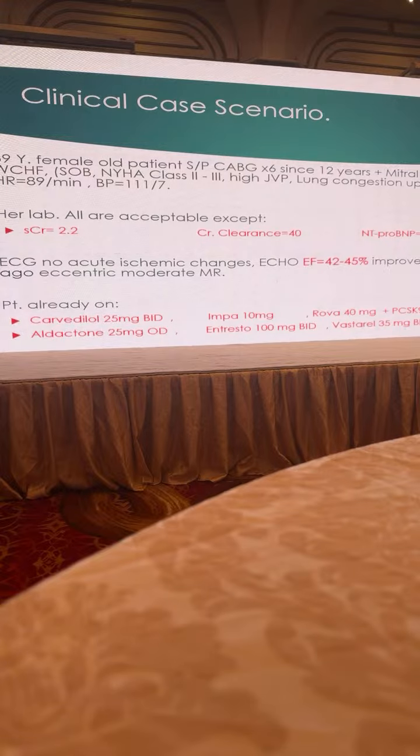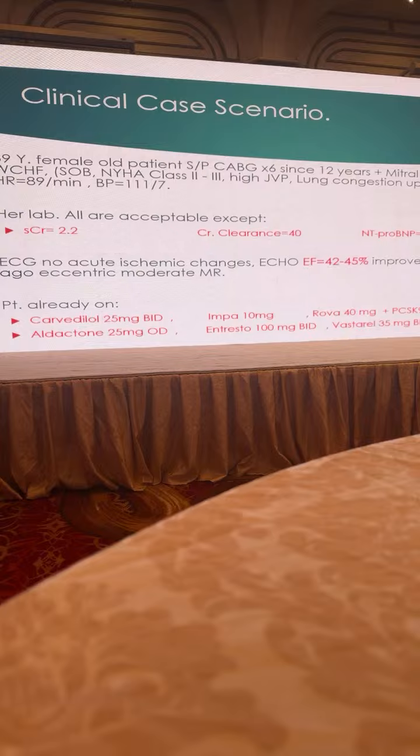So, a 59-year-old patient, CABG times 6, 12 years ago with mitral valve repair, very commonly admitted with worsening congestive failure, and I think we like everybody to use worsening congestive failure, not decompensated failure. NYHA class 2 to 3, high JVP, lung congestion, abdominal distension, lower limb edema plus 2, heart rate 89, BP 111 over 70, and the lab work is perfect, except serum creatinine 2.2, and the creatinine clearance is 40. I think most of your patients are like that, right?